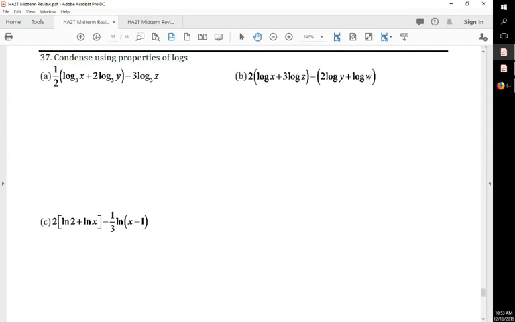All right, let's do A and C. Now, hey guys, remember that log packet that we worked on in the back? That has log properties there. Look at that to remind yourself of all those.